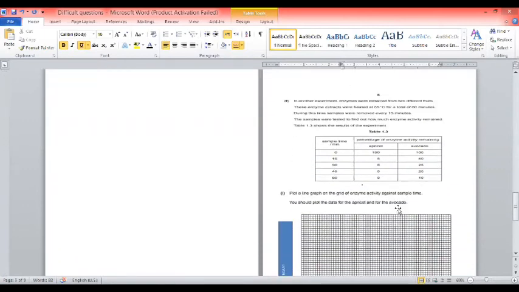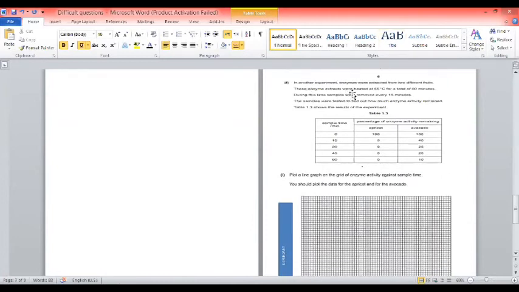In this question, we are going to try to see how can we represent a data in the table in a graph. In another experiment, an enzyme was extracted from 2 different fruits. The enzyme extract were heated at 65 degrees for a total of 60 minutes. During this time, samples were removed every 15 minutes. The samples were tested to find out how much enzyme activity remained as much as we are increasing the temperature. Again, this is an investigation, so you have to understand what are you investigating. You are investigating the effect of temperature on the activity of enzyme. Okay?